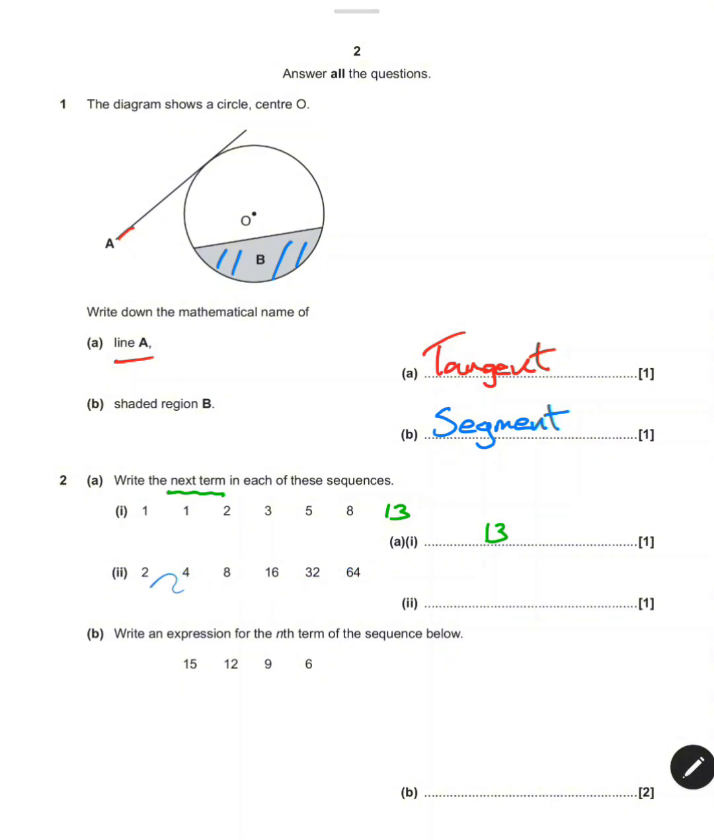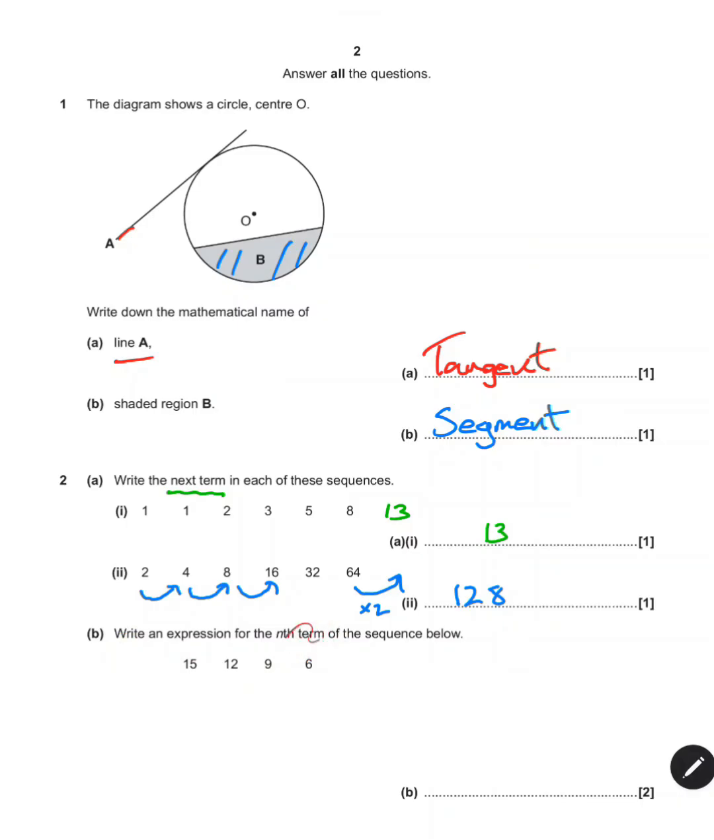Different type of sequence here, from 2 to 4, 4 to 8, and 8 to 16. I think we're just doubling, so we need to do 64 times 2. Well, 2 60s are 120, and 2 4s are 8.